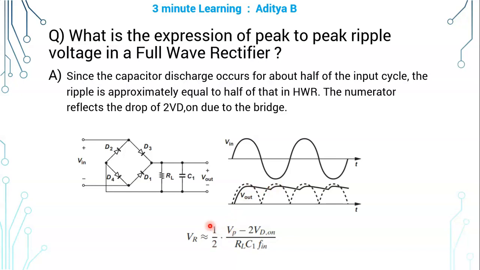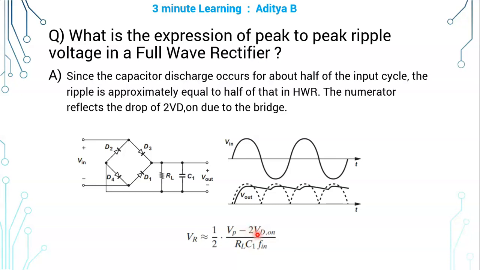So there are two differences in the formula of ripple voltage of a full wave rectifier when compared to ripple voltage of half wave rectifier. The first difference is addition of a factor into 1 by 2. This is because time period is halved. And the second difference is, instead of Vp minus Vd on, we have to place Vp minus 2 Vd on.